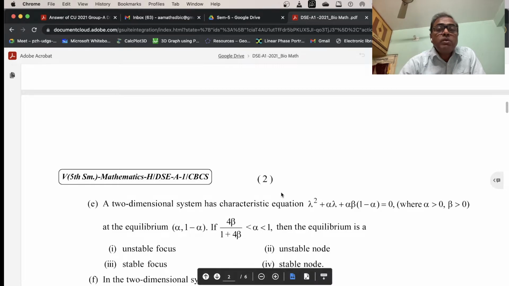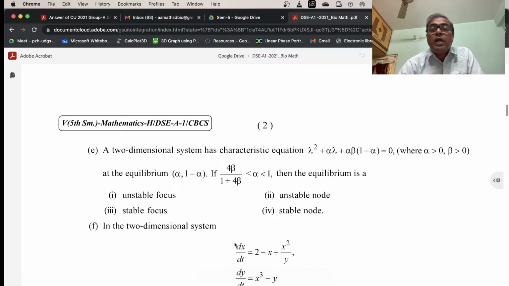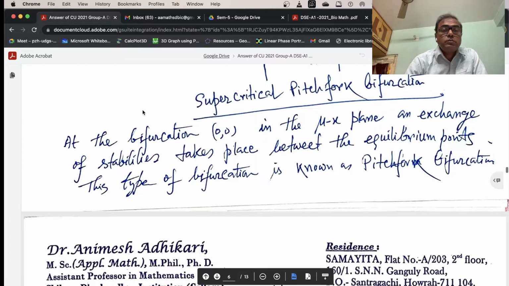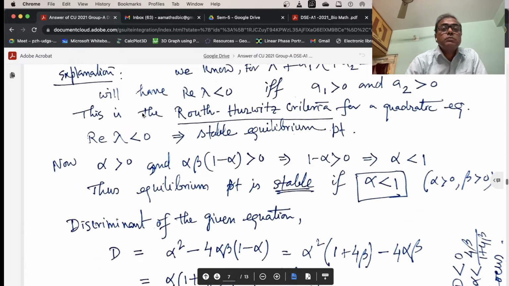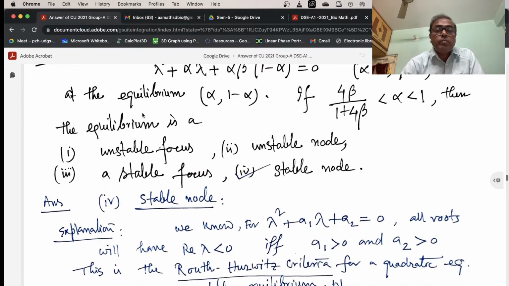Question E. A two-dimensional system has characteristic equation lambda square minus alpha lambda plus alpha beta times (1 minus alpha) equal to 0, where alpha greater than 0, beta greater than 0, and the equilibrium point is (alpha, 1 minus alpha). If 4 beta by (1 plus 4 beta) is less than alpha less than 1, then the equilibrium is: number 1 unstable focus, number 2 unstable node, number 3 stable focus, number 4 stable node. Here, the answer is 4, stable node.